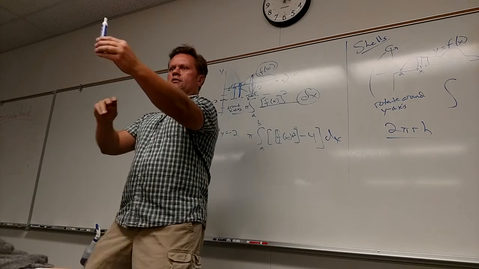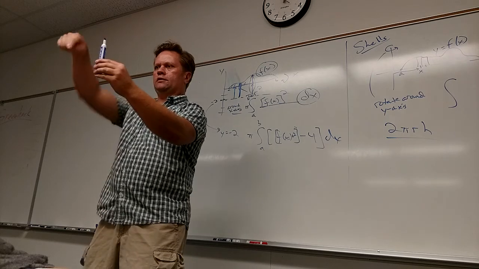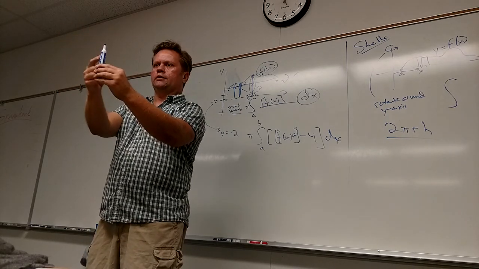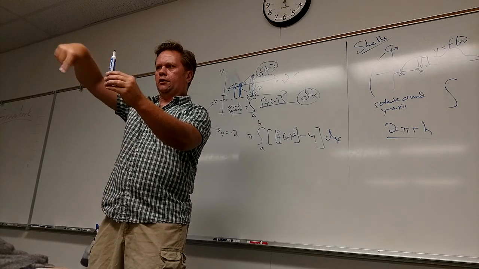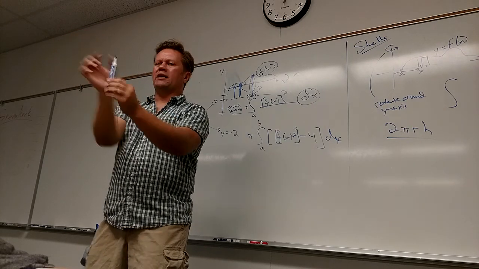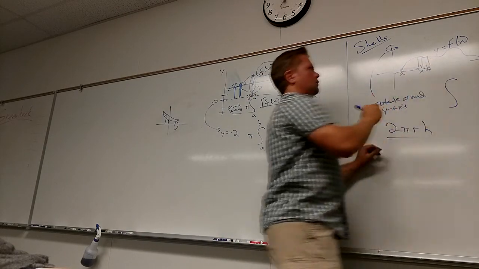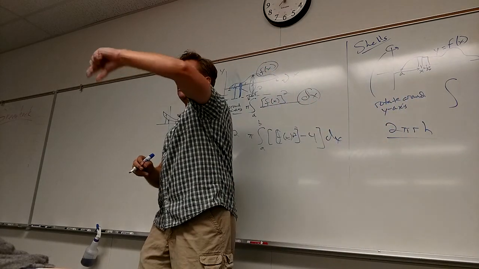So if I take this and I rotate it around, I've made this open-centered cylinder. So the whole idea is the surface area of this is 2 pi r, and if I multiply by the thickness of course is dx, that'll give me the little volume element.